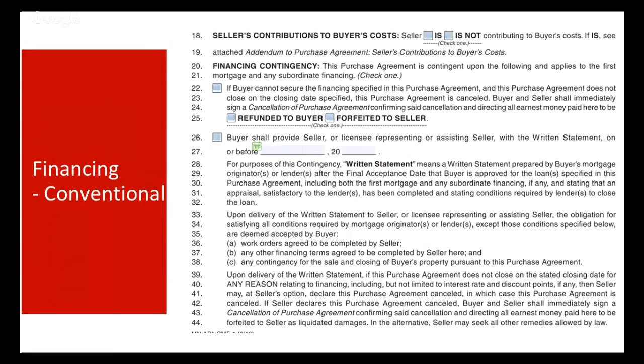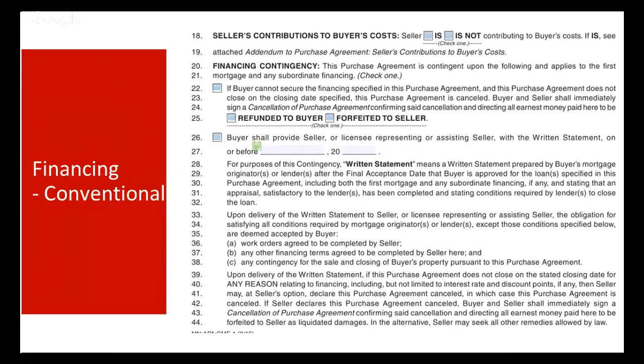So up above where you check off refunded to the buyer, does that supersede this one? Great question. You would choose either the option for the box on line 22 or the box on line 26. So you're only picking one or the other. If you go to the box for line 22, then you're checking either refunded or forfeited, and you're skipping 26 and all that stuff. But if you go with 26, then you don't have that option. And 26 is very powerful, and this is really what sellers want to see.